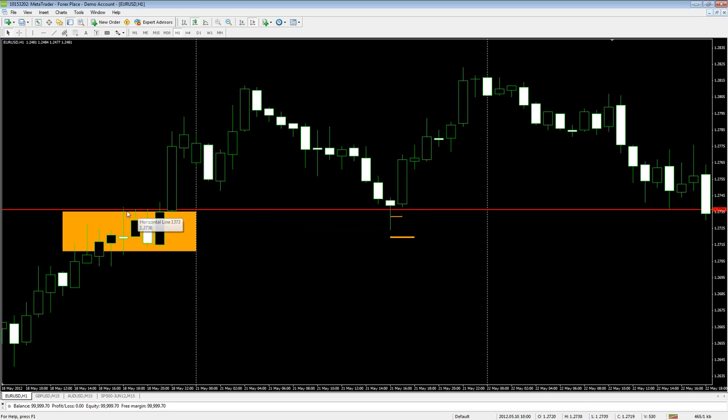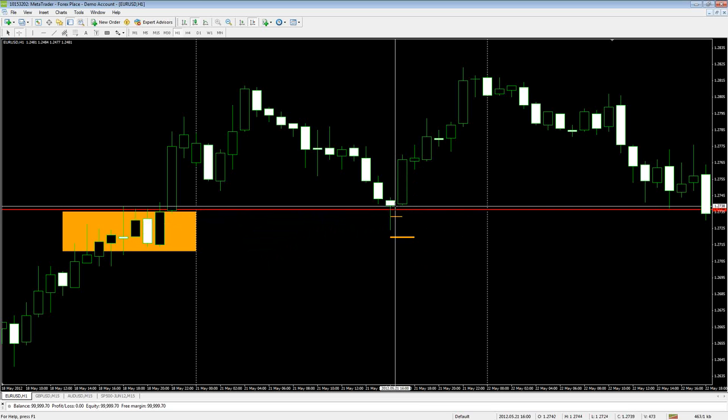I see here that it closed above the resistance area, and I want to enter just where the candle closed, and I'm expecting some movement. I'm setting the stop loss again below the low of the previous candle, below the wick. So my stop loss is a bit longer, but I don't want to miss the opportunity of the price going up without me.